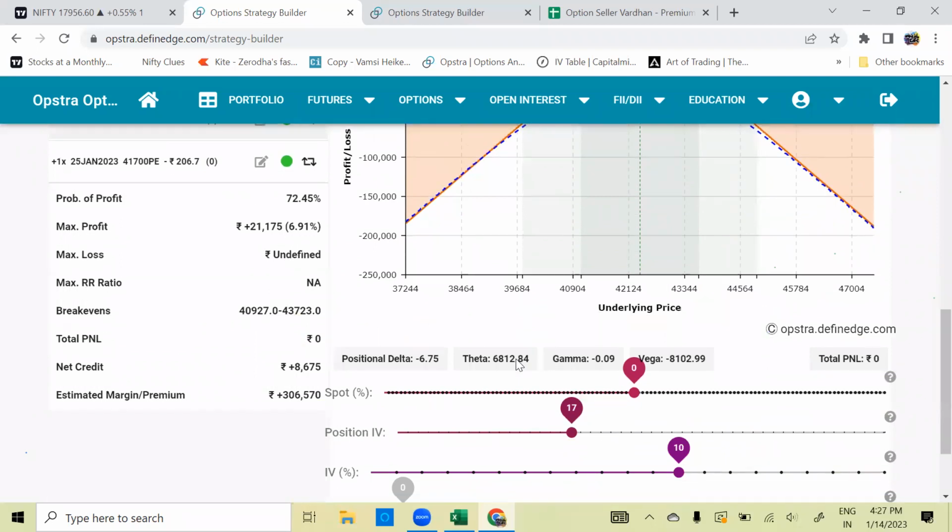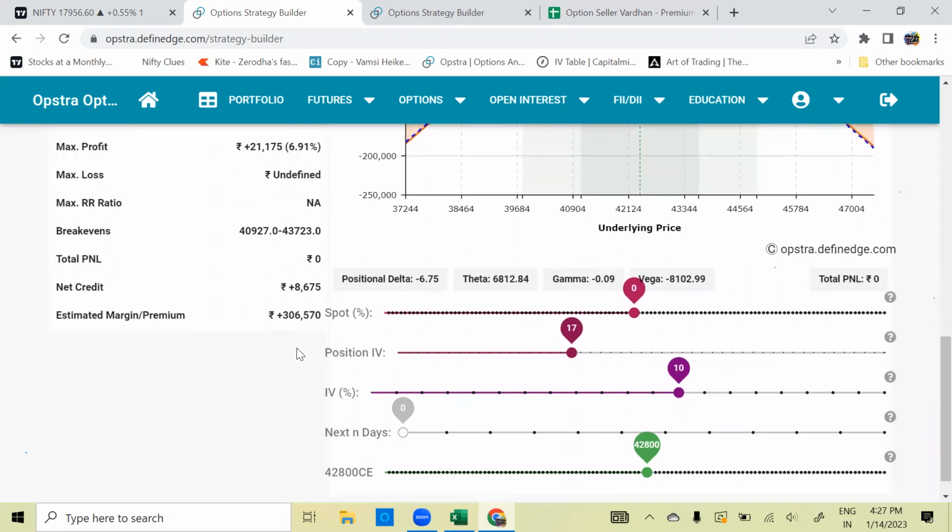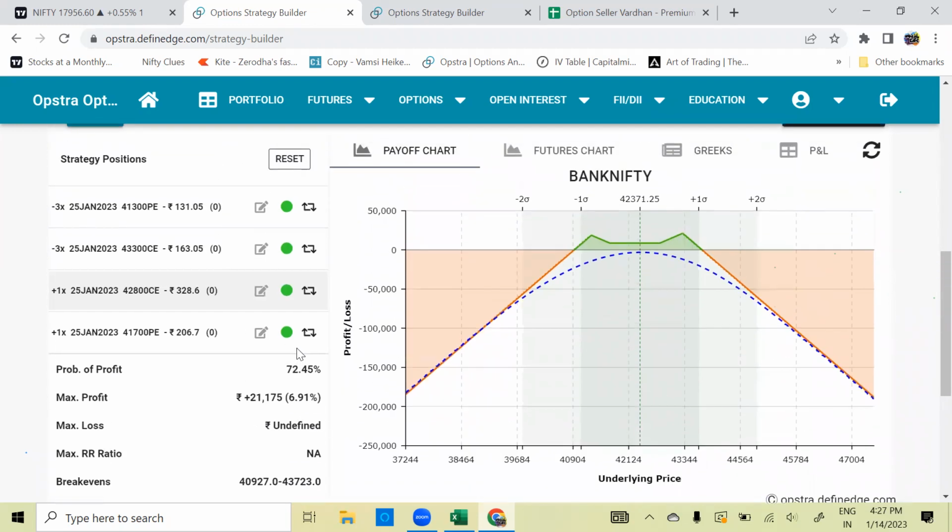Okay, so the margin also will be very much less. Normally, three lots is required, like 4 lakh rupees, but if you just buy only one lot, the margin requirement will be a little less. So the main point is, you don't do this method in Nifty. It is not working well.